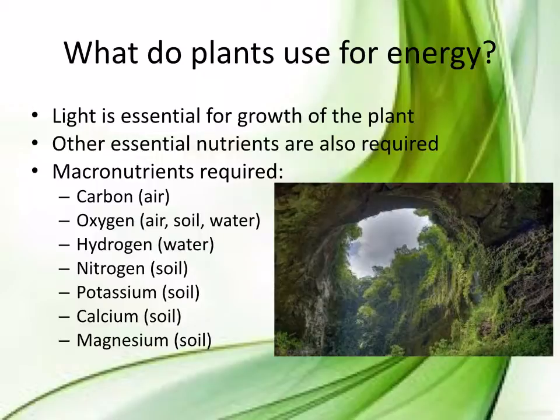So we know that these nutrients are incorporated into the organism and they serve a purpose within the organism. But what purpose do they serve? They serve as a source of energy. So light is essential for the growth of a plant. Some other essential nutrients required are macronutrients and micronutrients. The macronutrients are carbon, oxygen, hydrogen, nitrogen, potassium, calcium, and magnesium. And these are all found in different sources: the air, soil, and water.